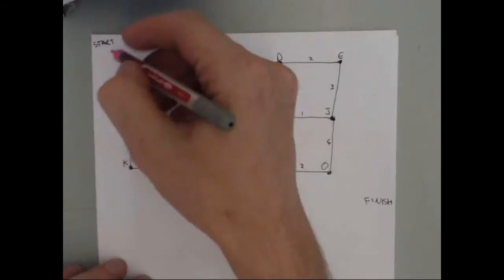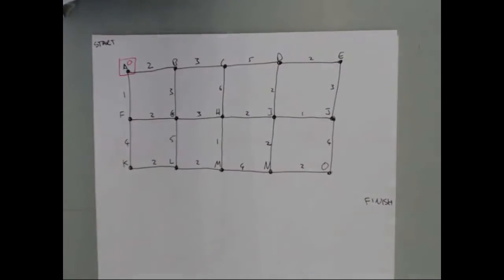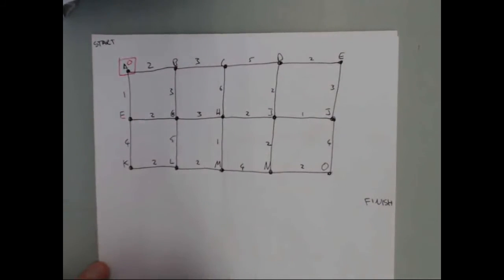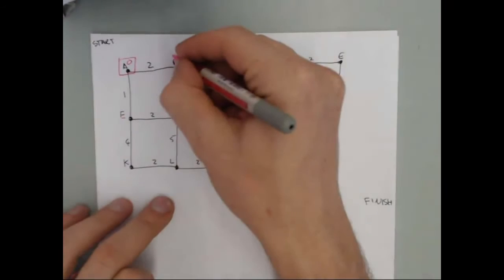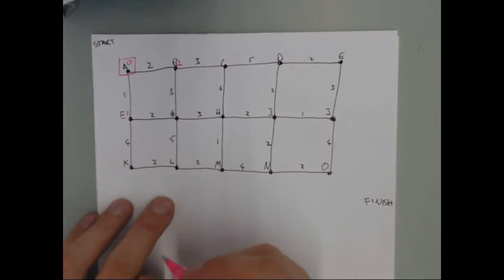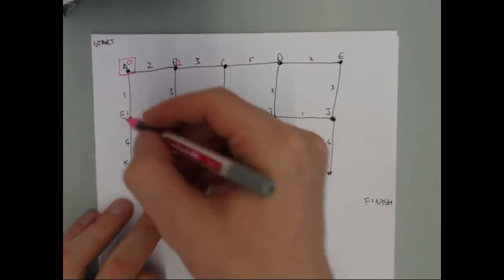So first of all, assign a value of 0 at our starting node and give it a box to make it permanent. Next, think about all the ones that are connected to that node we just boxed. Label them with the shortest possible route. This one's 2. This one's 1. Next step, put a box around the smallest unboxed label on the whole graph.